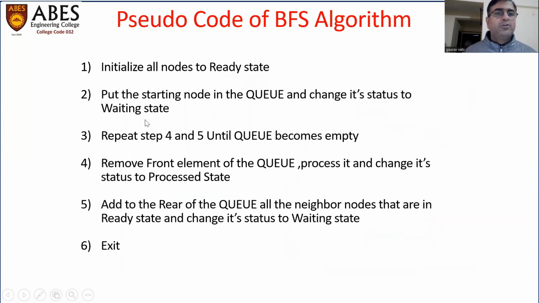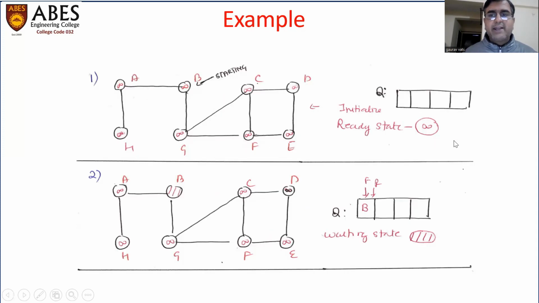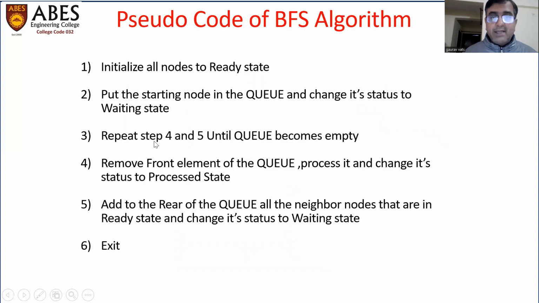Now, again, I will go to my algorithm. Initialize all the nodes, we have done that. Put the starting node in the queue and change its status to waiting state, I have already done. Now, go to step 3. Repeat step 4 and 5 until queue becomes empty. Now, my queue is not empty here. There is one element already there, that is B. So I will apply my algorithm: repeat step 4 and 5 until queue becomes empty.